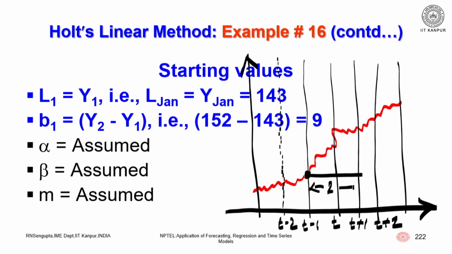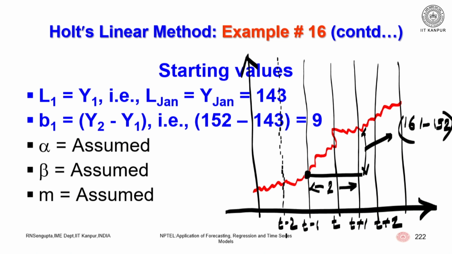This is 2 time periods, and the height would be actually 161 minus 152, which is about 10, and 10 by 2 is 5. But here the value is 9. There is fluctuation, that is why I took 9.